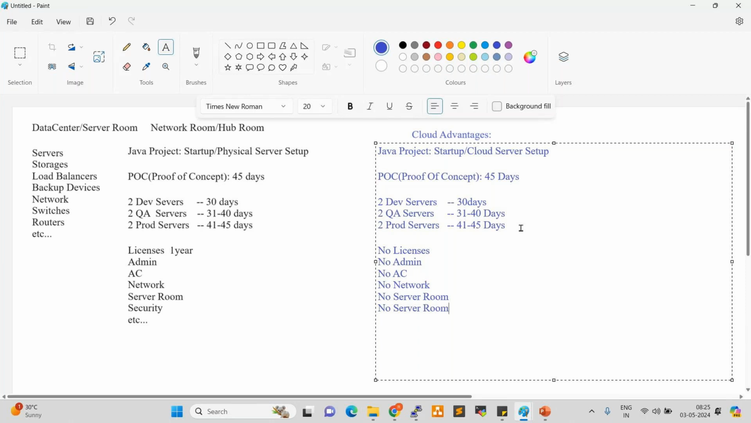No security, right? So these are all taken care of by the respective cloud vendors. As a cloud engineer, as a DevOps engineer, we can virtually connect to our cloud platform, and with a single click we can create the servers, with all applications, all packages, everything.